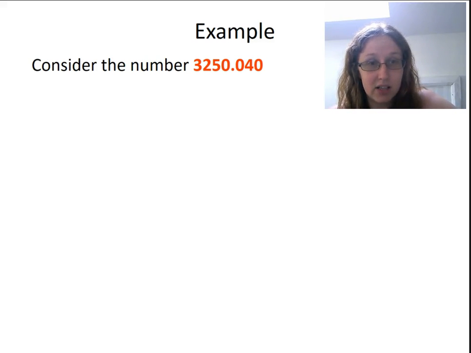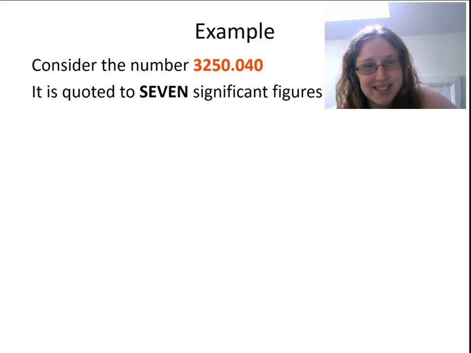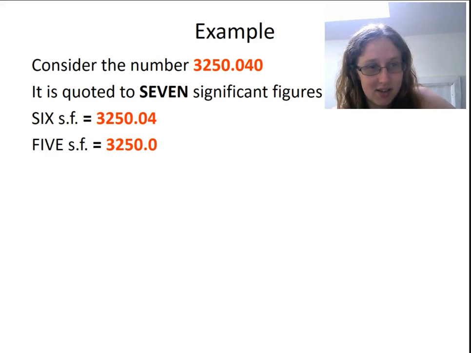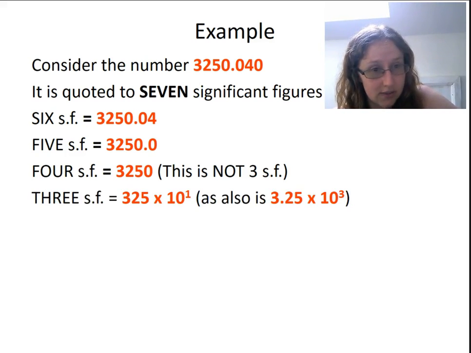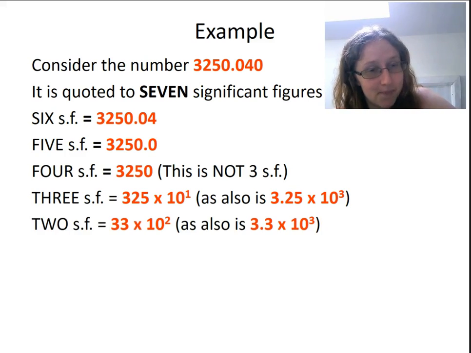So here is a number, 3250.040. So that is 7 significant figures. If I was going to write it to 6, it looks like that. 5 looks like that. 4 looks like that. Don't be tempted to think that that is 3 significant figures, because it's not. Because I know that there were more numbers and I've rounded it, so that is 4 significant figures. 3 significant figures would be 325 times 10 to the 1, or 3.25 times 10 to the 3. It doesn't matter, I've got 3 significant figures, the power of 10 doesn't really matter.